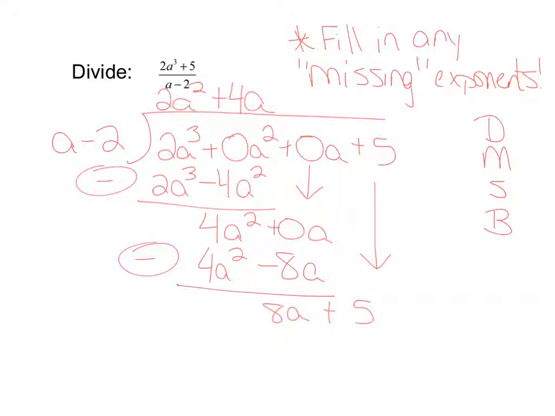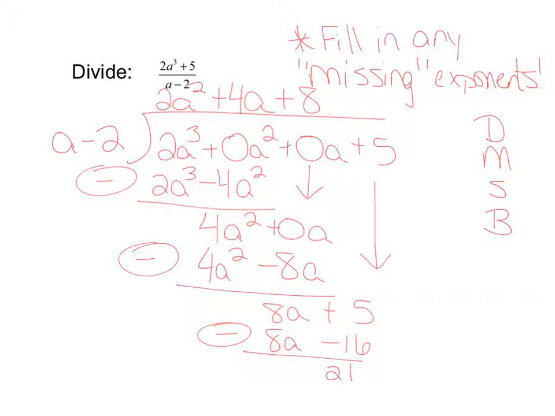Now we divide again. A into 8a, the a's cancel, and we're left with 8. So 8a, that's my first multiply, 8 times a. Now 8 times negative 2 is negative 16. I subtract again. 8a minus 8a, gone. 5 minus a negative 16 is 21.